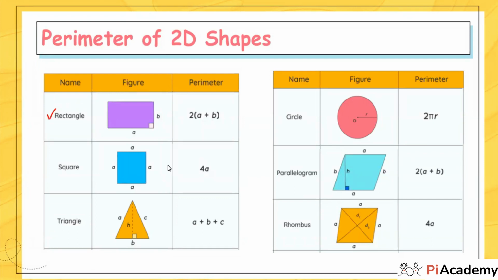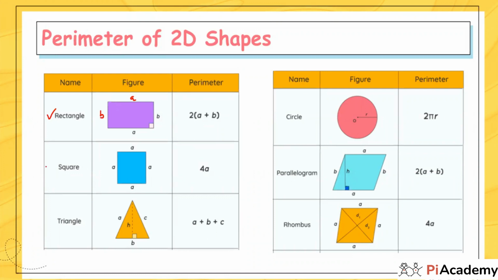Let's say this is a rectangle. We all know a rectangle has two sides, one is a length and one is a width, right? For example, length is A and width is B. As you know, a rectangle has opposite sides equal, so this is going to be A and this is going to be B. If you add all of this, A plus A means 2A, and B plus B means 2B, okay? So here you have 2 in bracket A plus B.